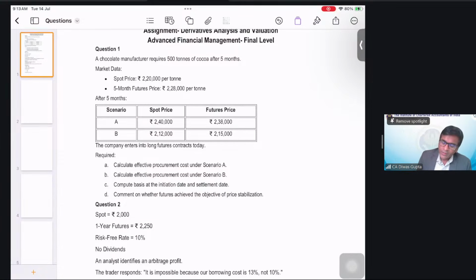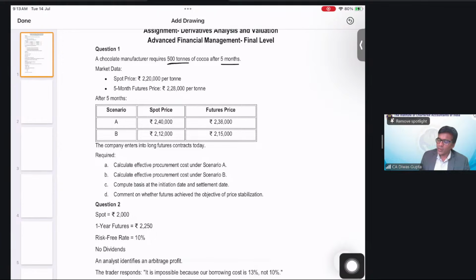Question 1. A chocolate manufacturer requires 500 tons of cocoa after 5 months. Let's first try to understand the question, and then we will come to some of the discussion points, and then I will do a fair solution to this. First of all, students, it seems to be a question on commodity, right? Because cocoa is a commodity, and we're talking about a chocolate manufacturer. Obviously, cocoa would be one of the key ingredients behind manufacturing the chocolate.